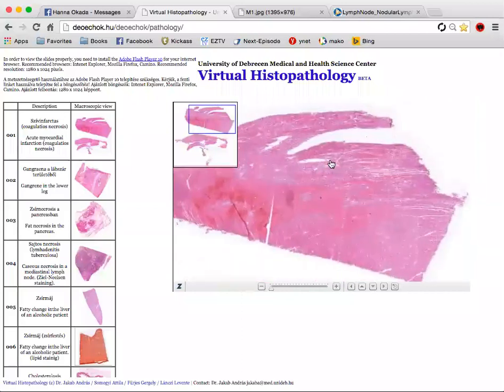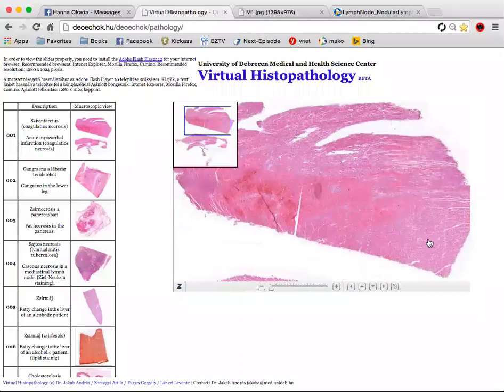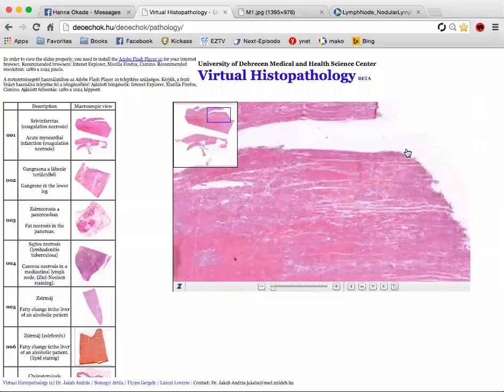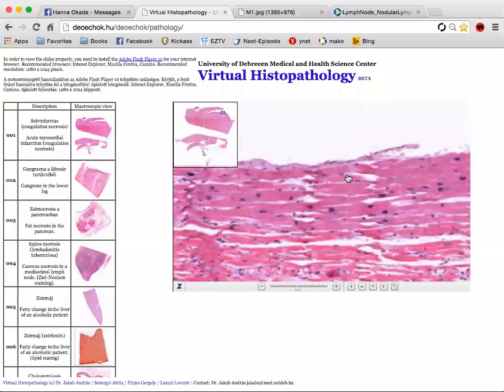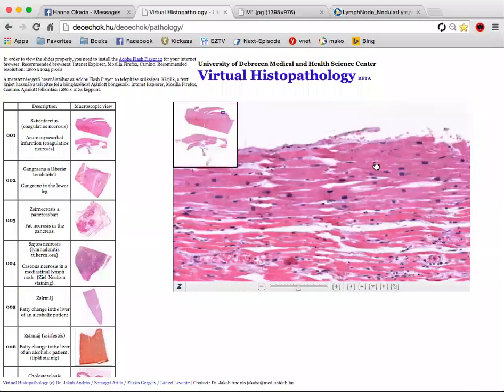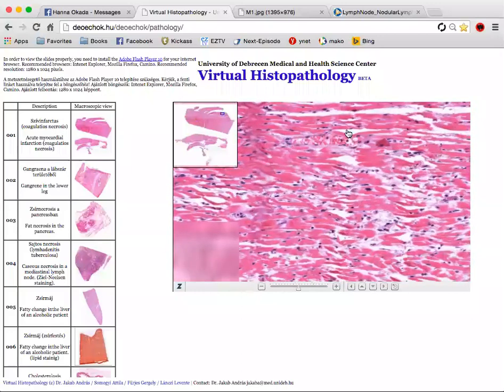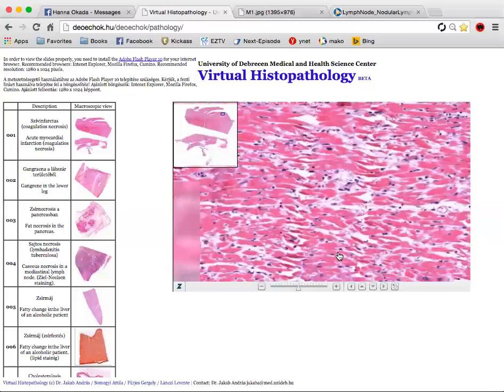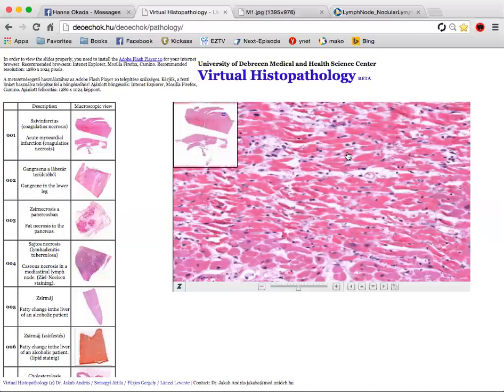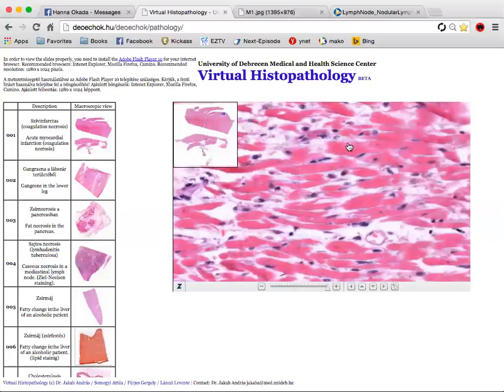Okay, so again, acute myocardial infarction, coagulation necrosis. Here there is a section margin. This is normal cardiac muscle. And when you go deeper inside, you can see it becoming necrotic. The tissue architecture is still there, but the cells are losing their nuclear material.